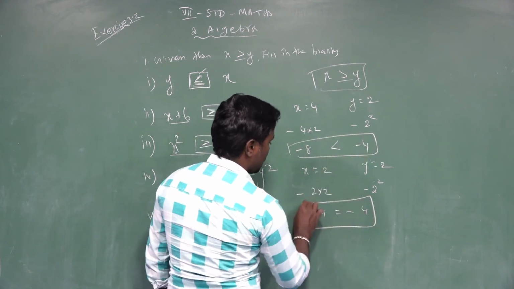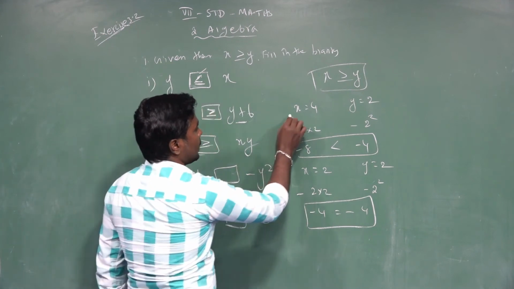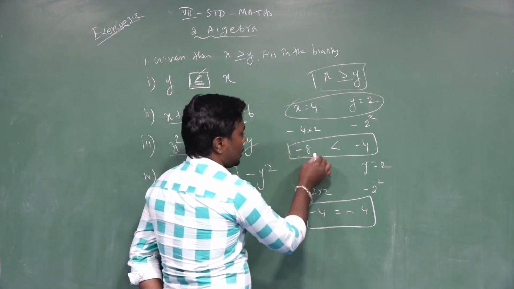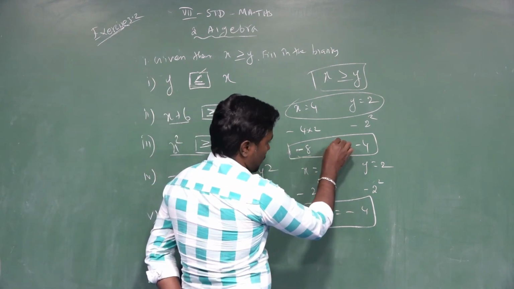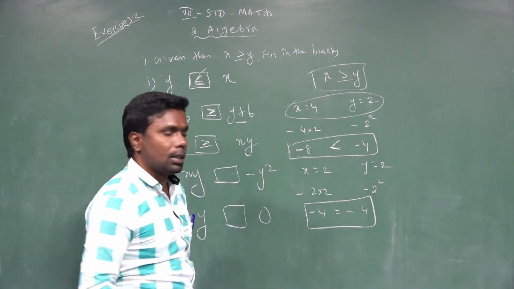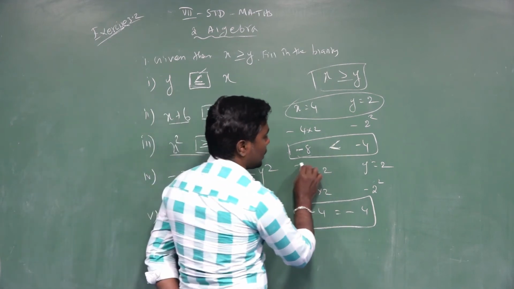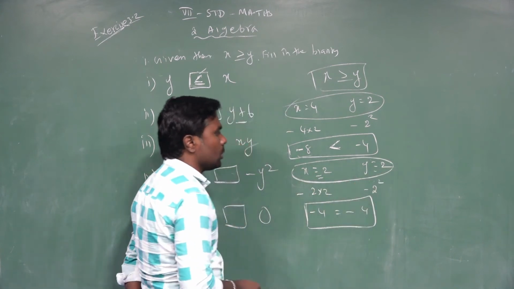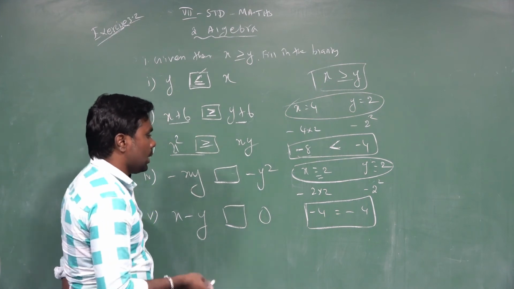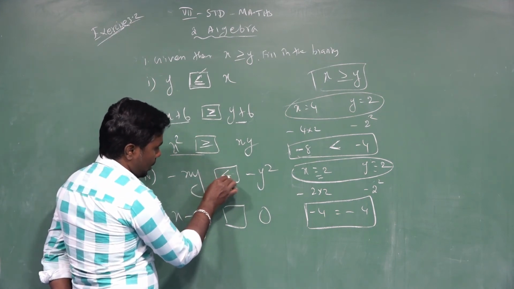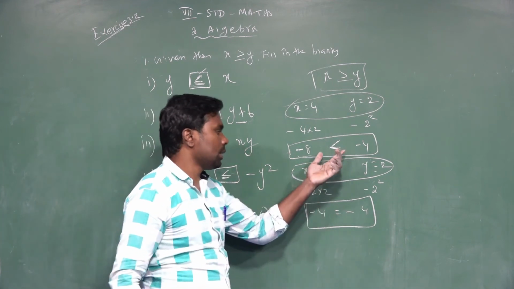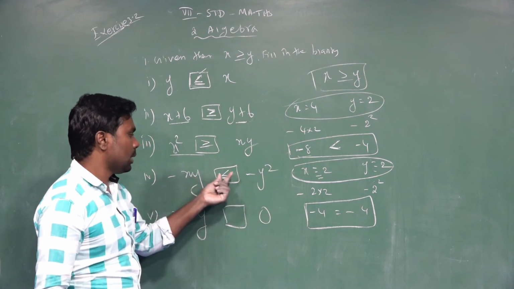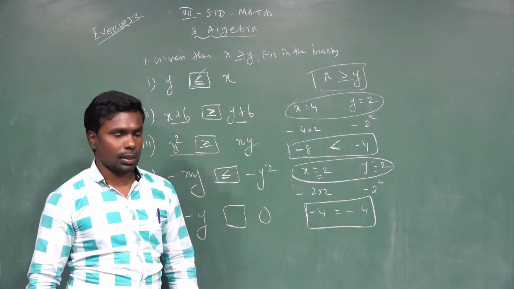Now see the two solutions. When I take x is 4 and y is 2, the solution is minus 8 less than minus 4. And for the next time, taking the same number, it gives equal. So less than or equal. Once I will get less than, another time I will get equal. So less than or equal. Minus xy less than or equal to minus y square.